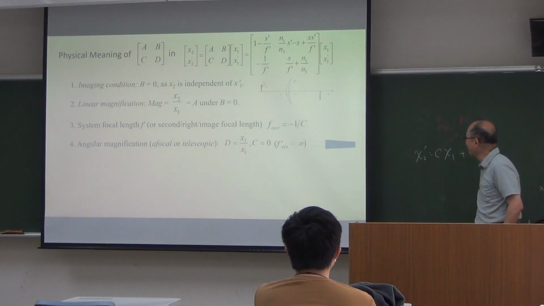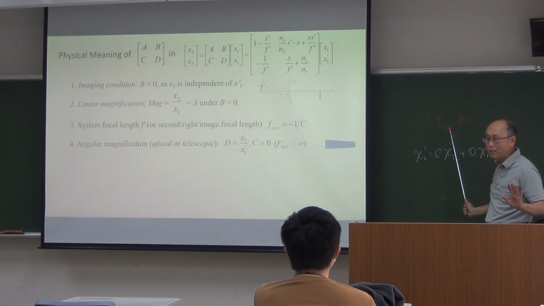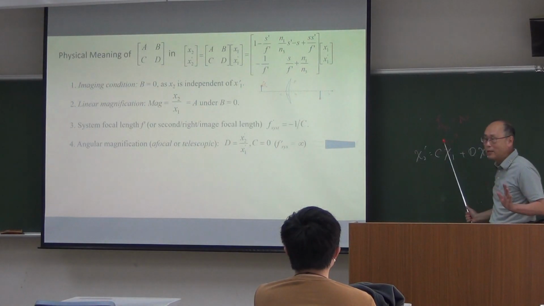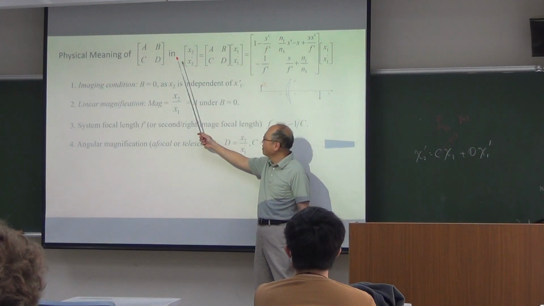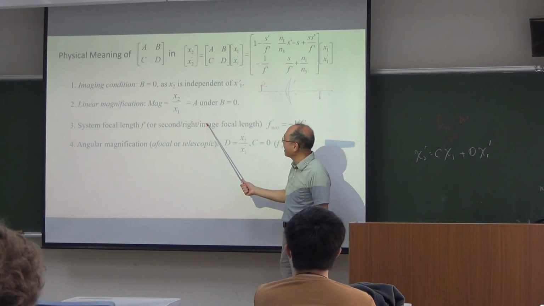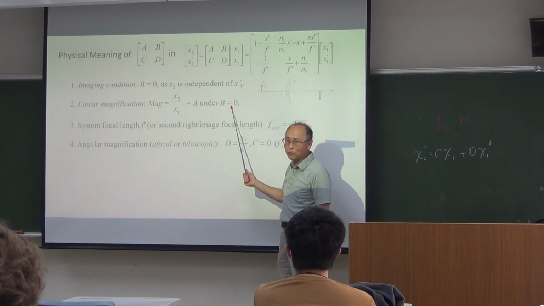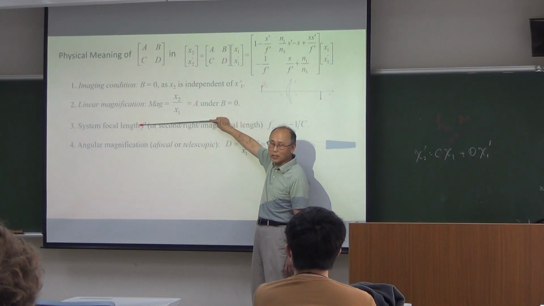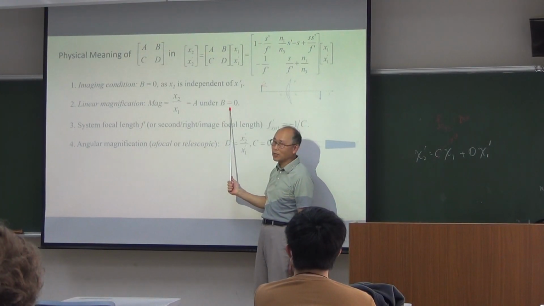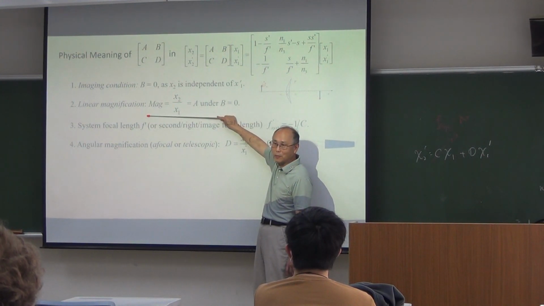Then this has nothing to do with image anymore, because we don't talk about B. We just talk about a general ABCD matrix. When we talk about linear magnification, we set B equal to 0. Then this discussion is under the image condition. So this is the magnification of the image.